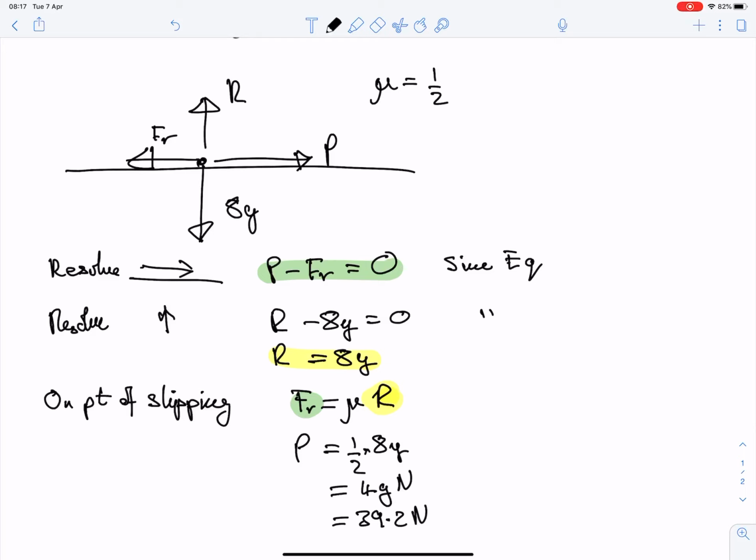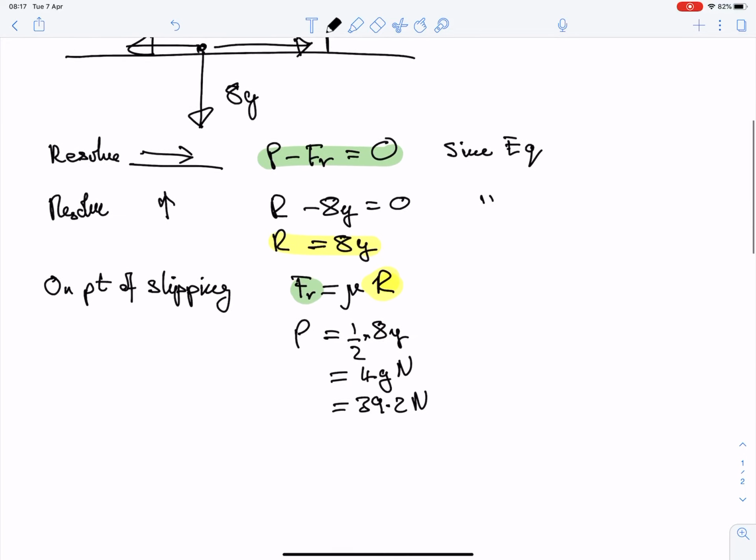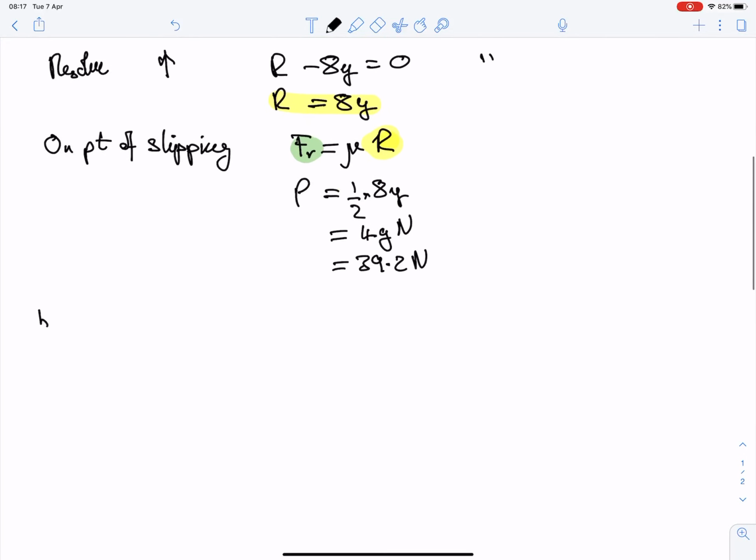Okay, so that was part A. Go back, read the question. What have we got for part B? The force P acts at an angle of 60 degrees above the horizontal now. Okay, so have a quick go at drawing the diagram. You can pause this while you do that and then check it against what I'm about to do.